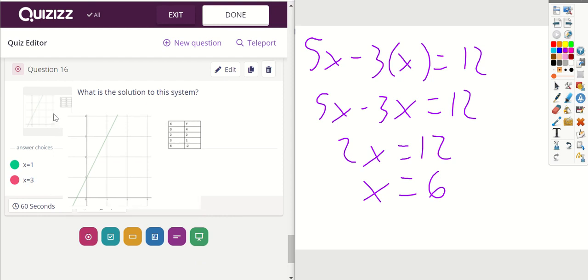For this guy, all I'm going to do is plot 0, 4 and 2, 2 on my graph and go down. When I do that, it crosses at 1, 3, at x equals 1, x equals 3. So what's the solution? It's when x is 1.